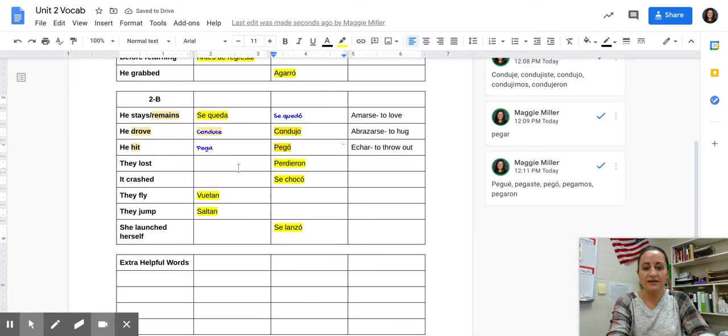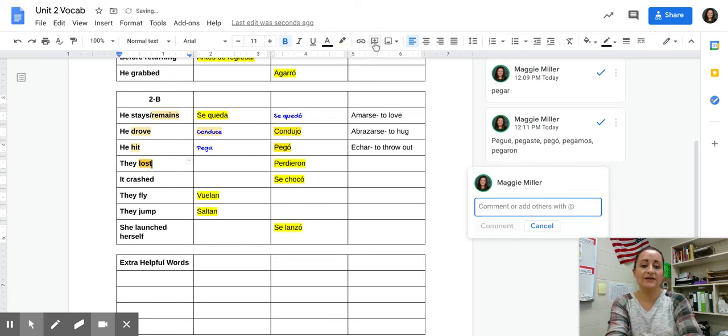All right, they lost. Perdieron. Now let's look at this ending. Ieron tells us this is either an AR or an ER-IR verb. Which one? It tells us it's an ER-IR. So in this case, it's going to be perder, which means to lose.